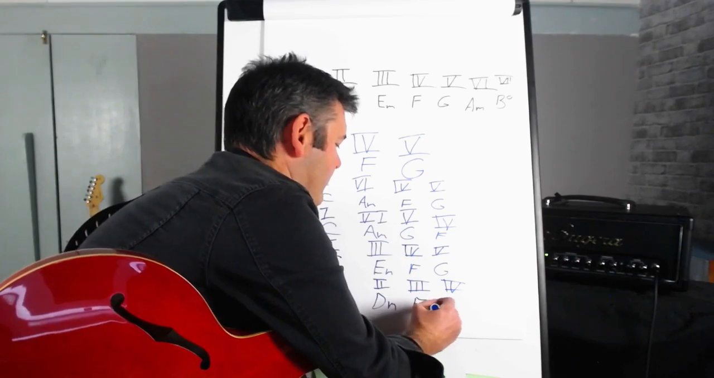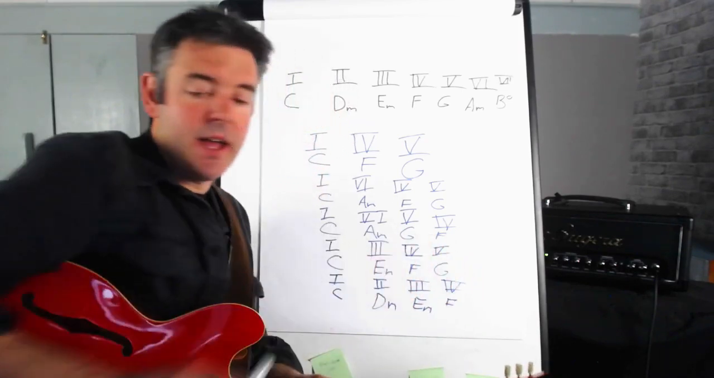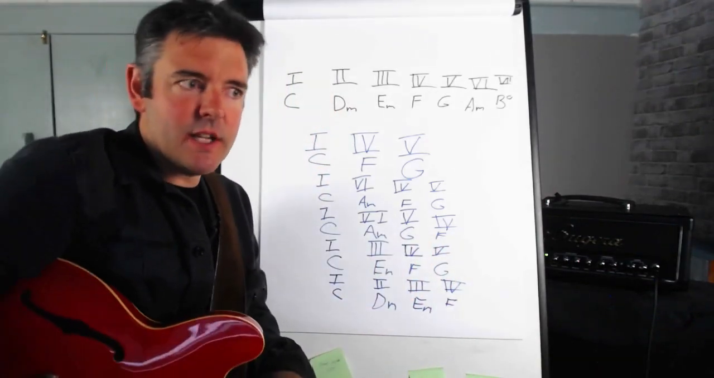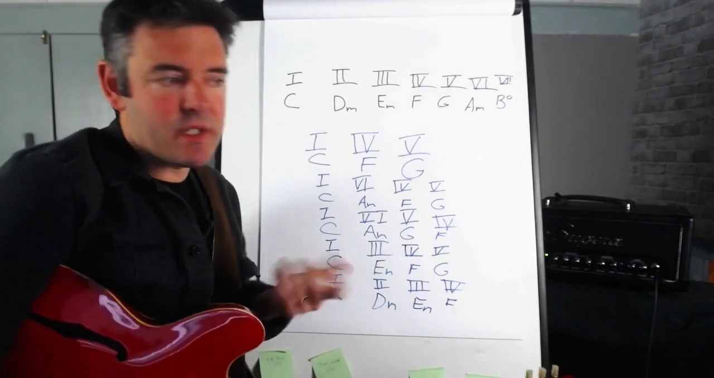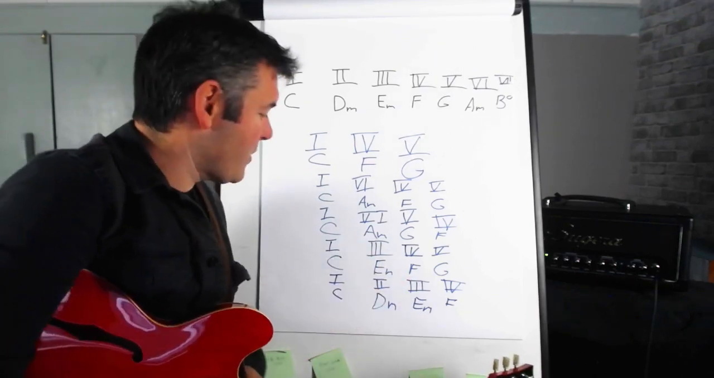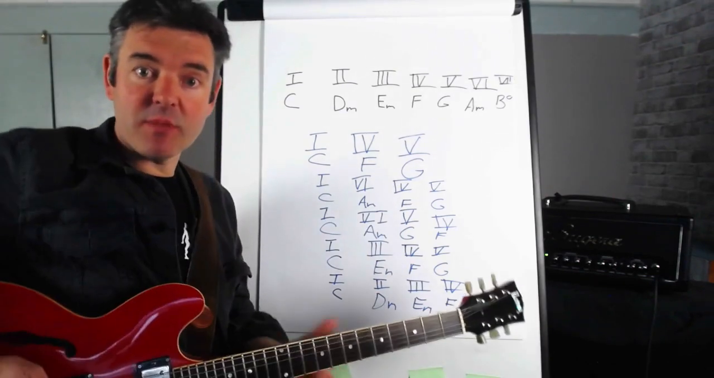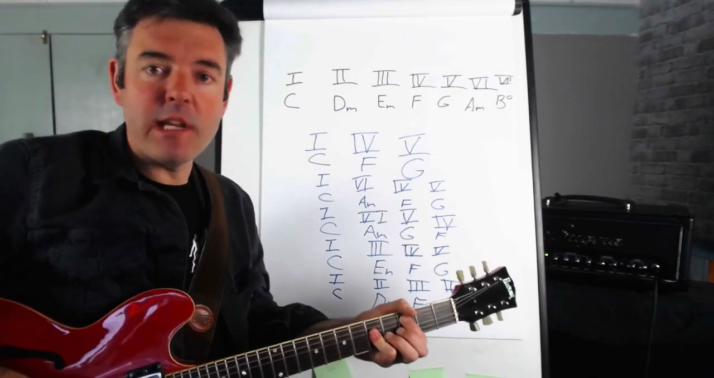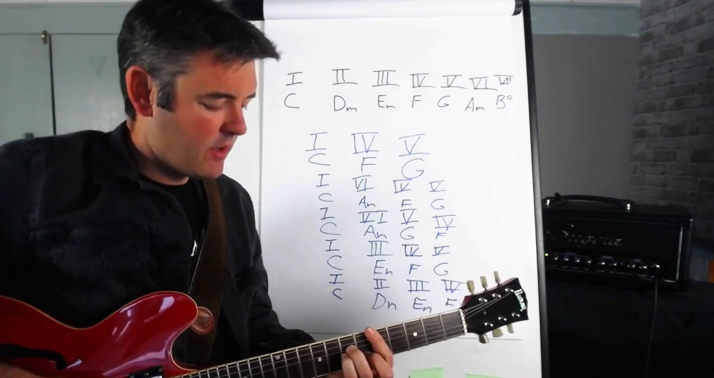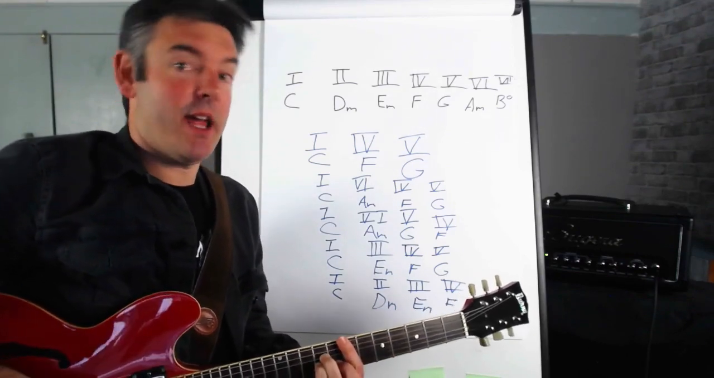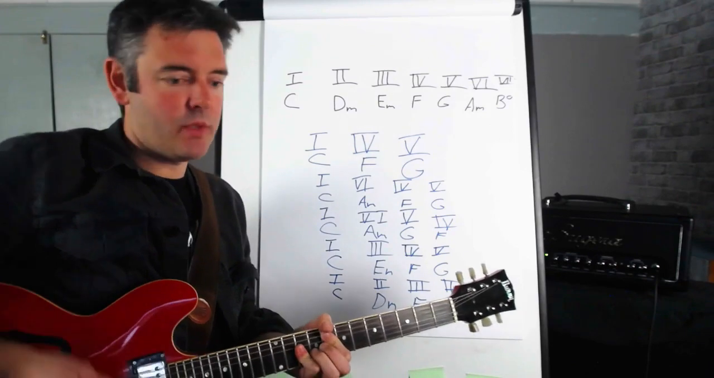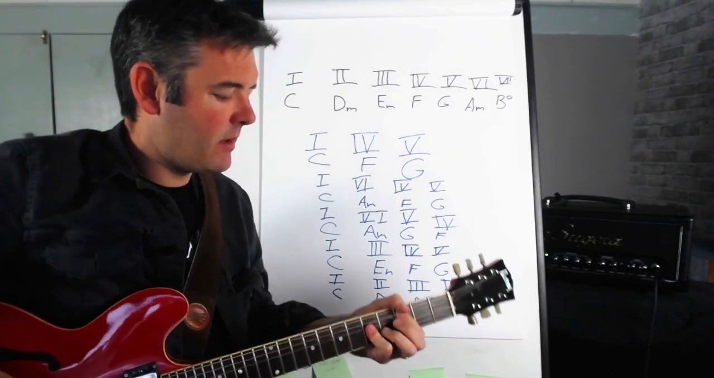E minor, and F. And as you play through each of these, see if you can recognise some famous songs which you might have heard. I can think of a few which come from this chord sequence. So here's what this one sounds like. C is 1, D minor is 2, E minor is 3, and F is 4. 1, 2, 3, 4.